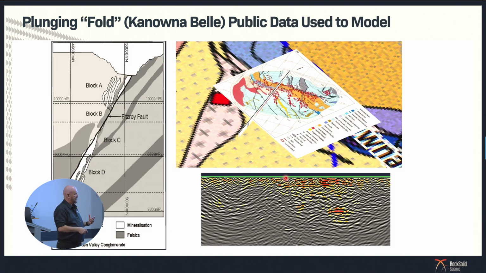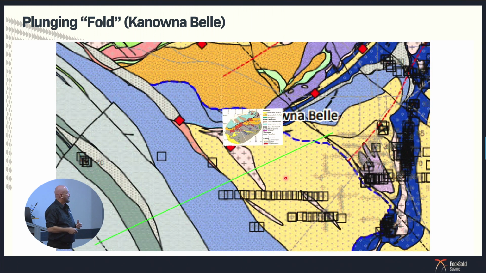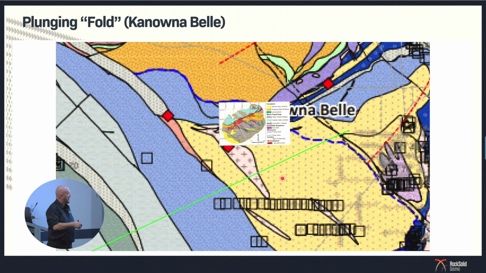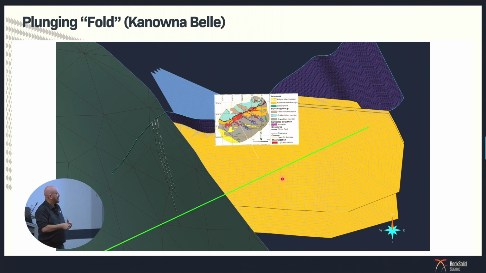And we're thinking, oh yeah, that looks interesting, but it's in the wrong spot. So here's our seismic line out here. Kanowna Belle Mines there, we had a seismic line out here. We were expecting to see the Fitzroy Fault at depth. That's what we wanted to see. How far down does it go?